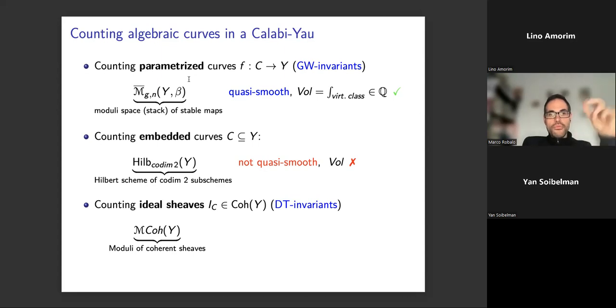And the difference with respect to the Hilbert scheme before is that even if it's, sorry, is there a question? No, I don't think so.